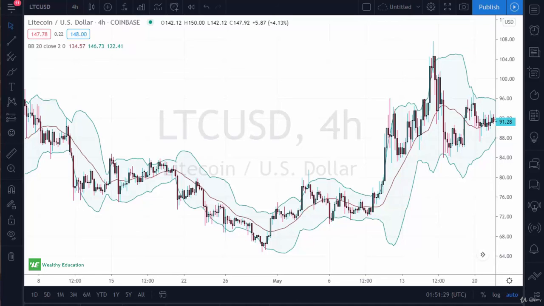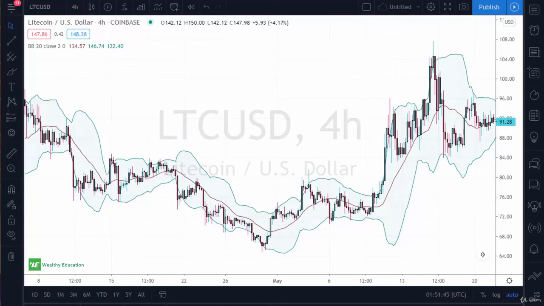So with that, it is a pattern worth paying attention to. And then if you can find a couple of reasons to take it beyond the pattern itself, you are really starting to put together a nice little trade.